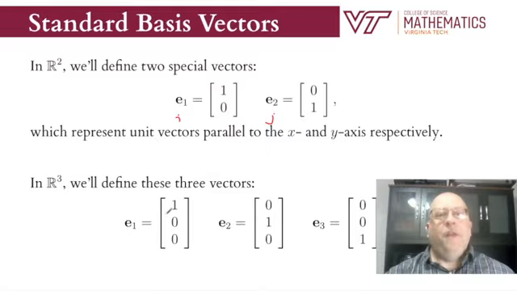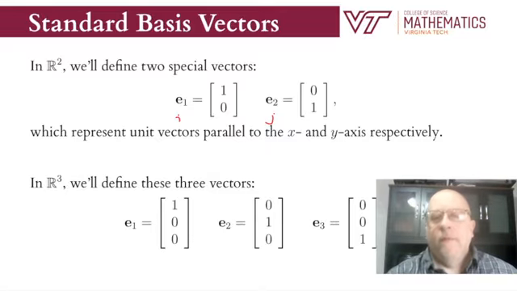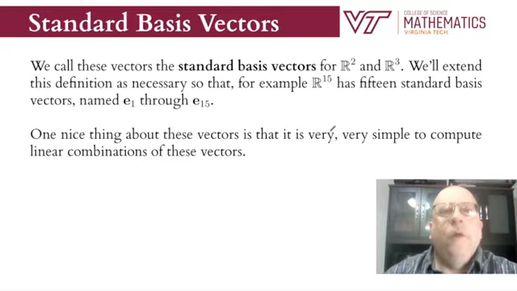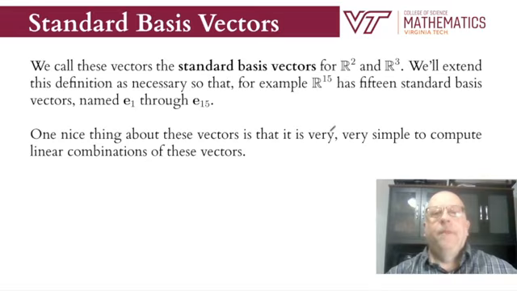In R3, we're going to define three vectors. E1 is 1 unit in the first direction, E2 is 1 unit in the second direction, and E3 is 1 unit in the third direction. We call these the standard basis vectors. We will extend this definition if we need to, so that if we're in R15, we have 15 standard basis vectors. They'll be numbered E1 all the way down to E15. The advantage of standard basis vectors is that computing linear combinations is very simple, something we can do in our head.